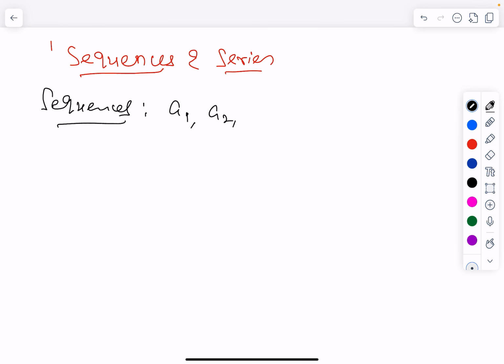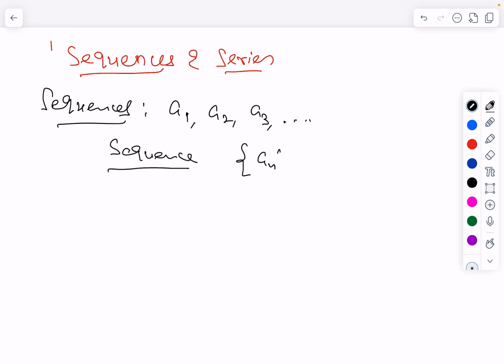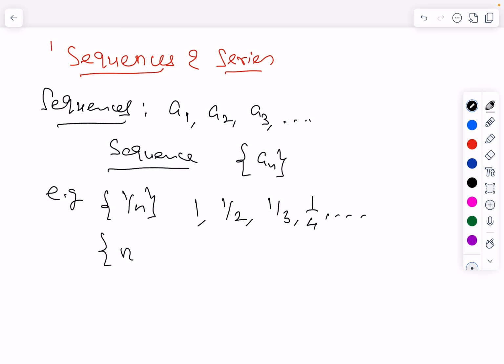So like A1, A2, A3, and so on. These are the terms, up to infinitely many. This is called a sequence, and we represent it like this: A n. As for example, 1 upon n. So you write the terms of the sequence like 1, 1 by 2, 1 by 3, and so on. Or n: the terms of the sequence like 1, 2, 3, and so on. So these are the kinds of sequences.